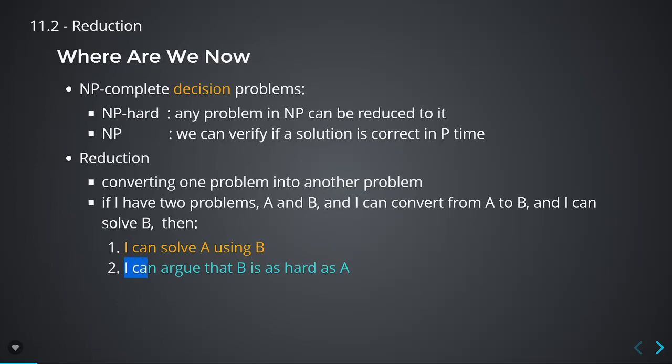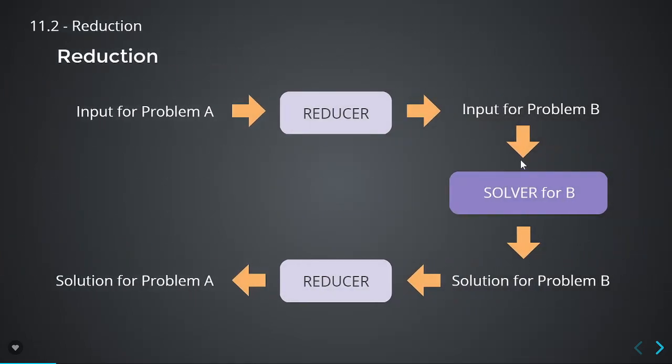And again, you may think that this is weird. Why are we doing this? Why are we trying to argue that B is as hard as A? Well, if you find this strange, that's why we're here, to make sure that you understand why. So we're going to talk about them both again. But the goal is always going to be the second point, that I can argue that B is as hard as A.